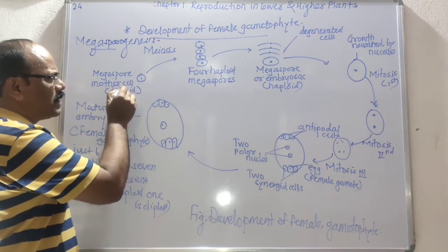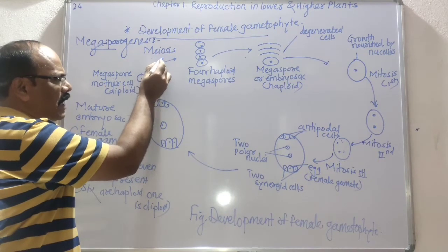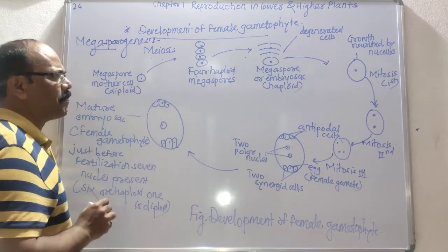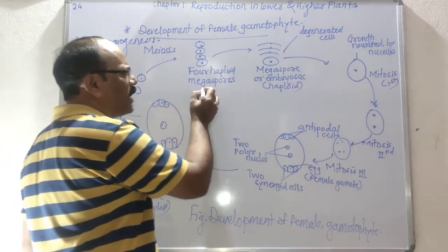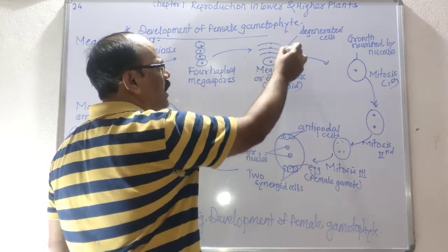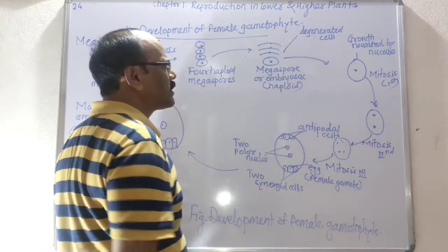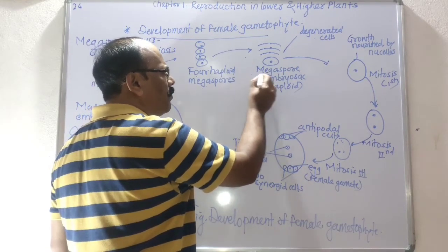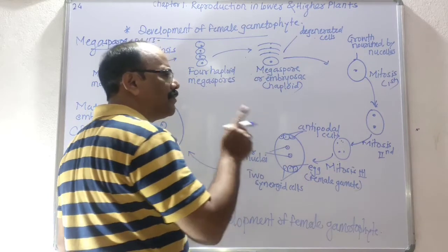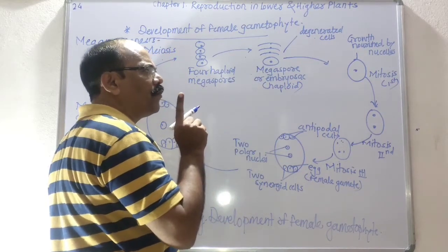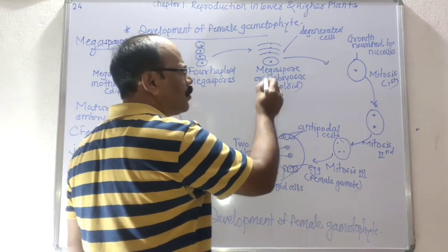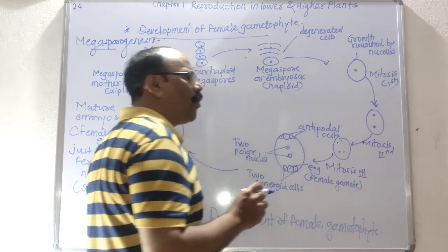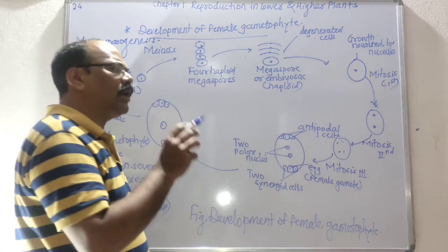This megaspore mother cell undergoes meiosis and 4 haploid megaspores are formed. Out of these 4 haploid megaspores, the upper 3 degenerate, and the lower one, which is towards the center of the nucellus, becomes functional. This is the first cell of development of female gametophyte. This functional megaspore undergoes 3 successive mitotic divisions and forms 8 nucleated structures.